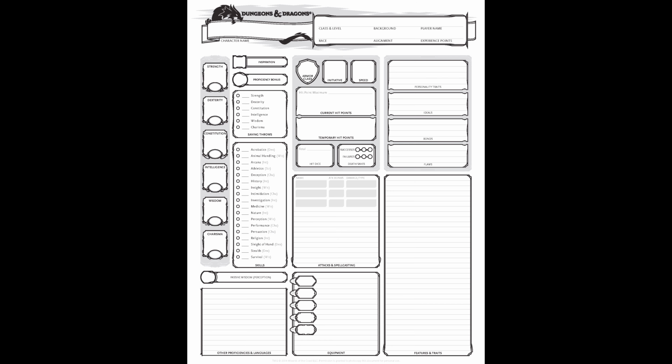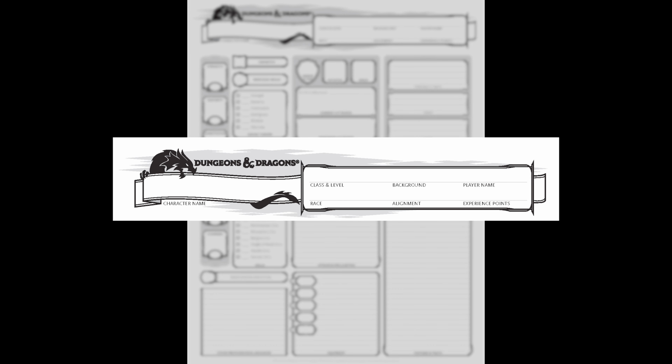So without further ado, let's start at the top. This part is fairly self-explanatory. We have our character's name, their class, their level, background, our name, their race, their alignment, and their experience points. Moving over to the left, we'll start with our first column. This is where we have all of our ability scores.